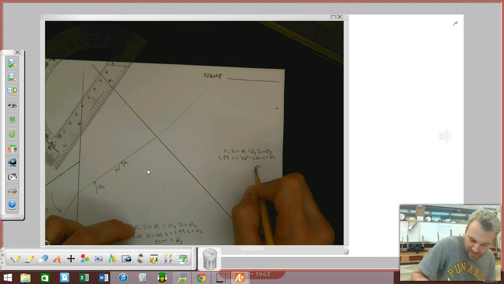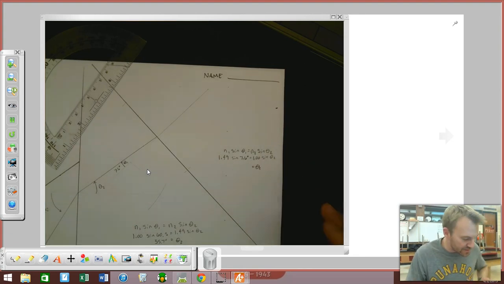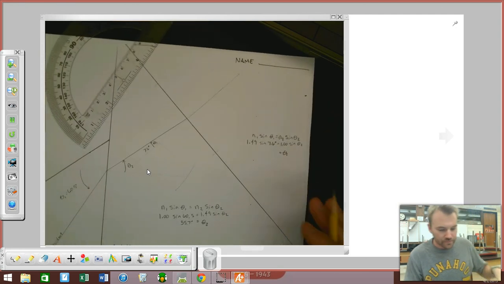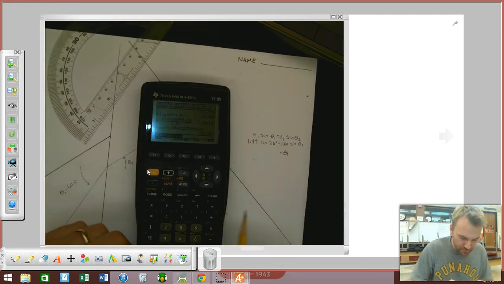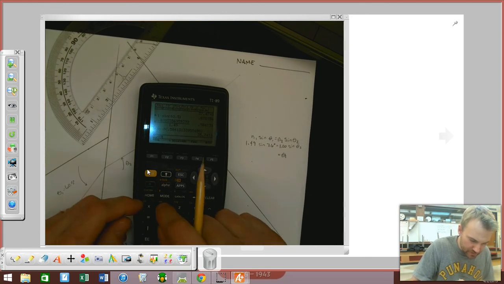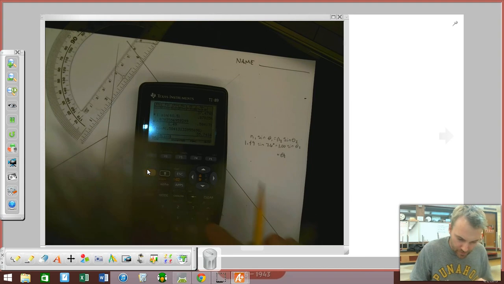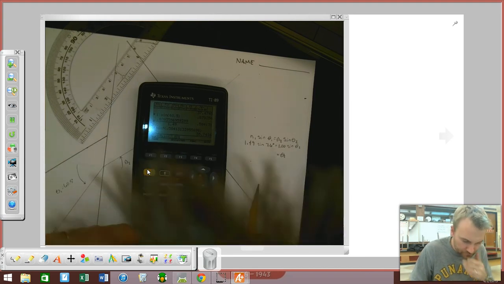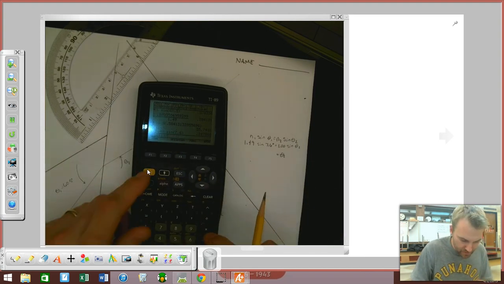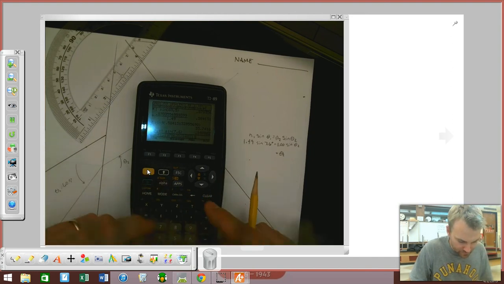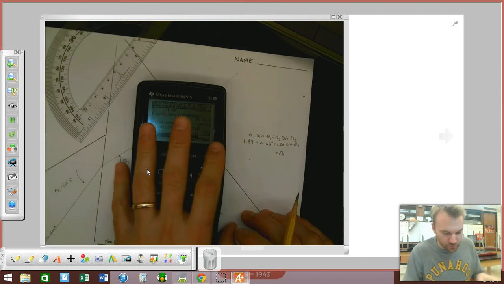Now this one's not going to be as nice as the other one. There isn't going to be symmetry here. It's not going to be 60.5. It's going to be something else. So calculator time: 1.49 sine of 7.6, and then the inverse sine of that. It should be 11.4 degrees.